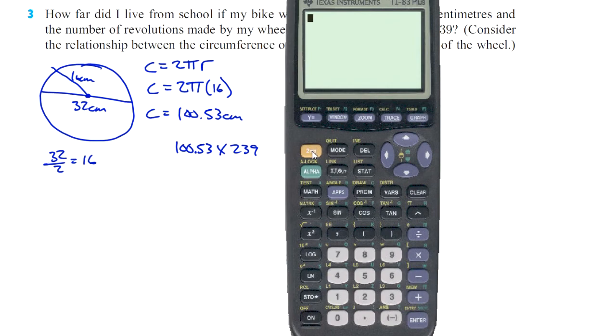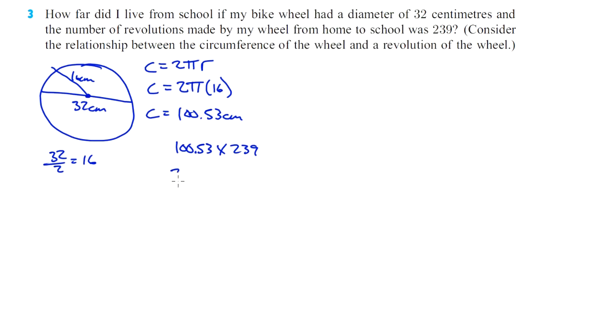Oops, I should have left that on there. Yep, there's that. And then now multiply that by 239. Gives us 24026.9, and that's centimeters. So that's kind of not a real handy measurement, centimeters.